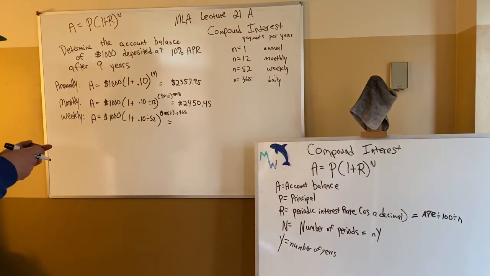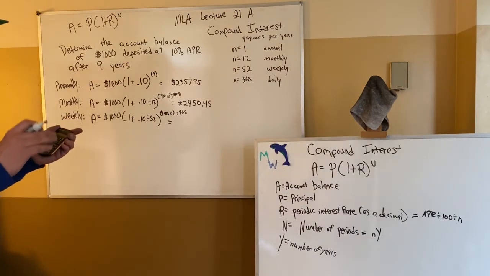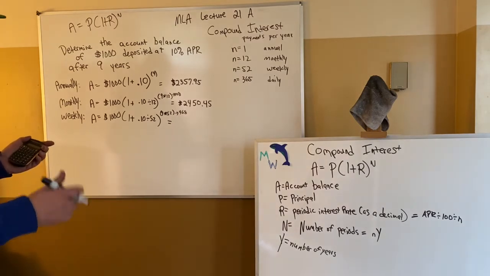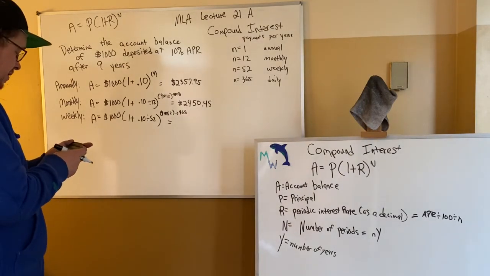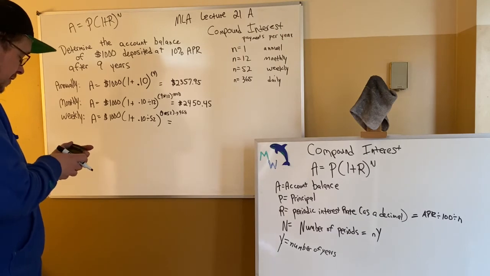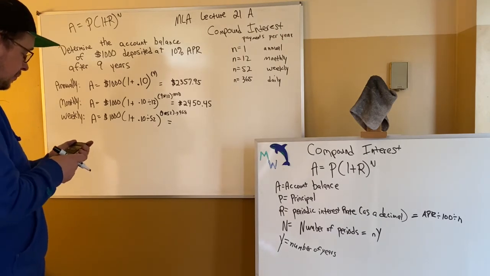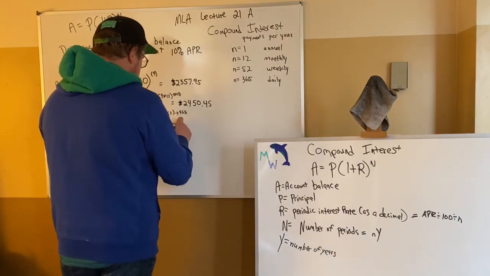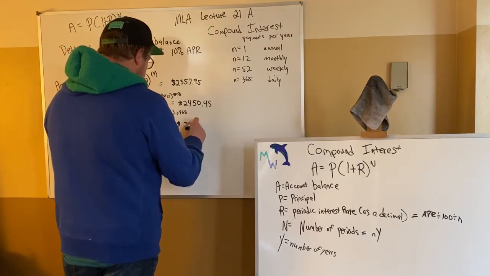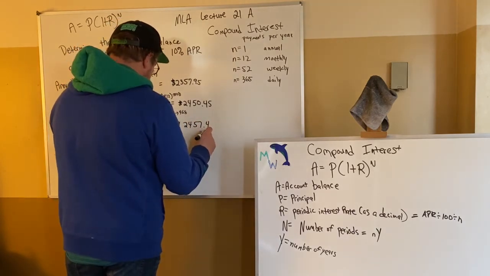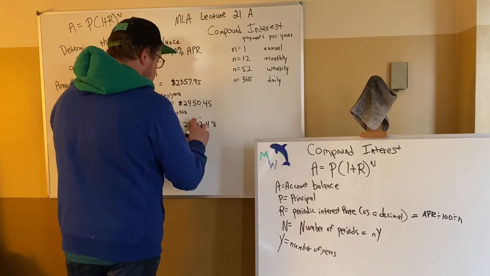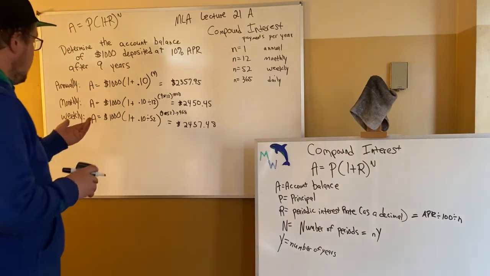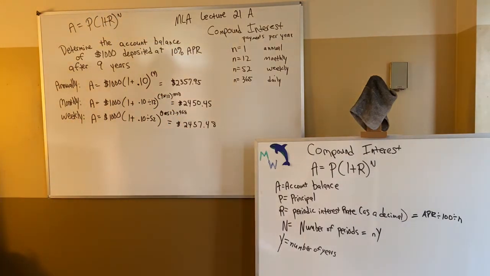But what I have to do is raise this factor of 1.00 something, so it's going to grow 468 times over the length of this loan. So I raise it to the power of 468, equals, 2457.48. So doing that, compared with monthly, it made me about $7 more over 9 years. A little bit, but not much.